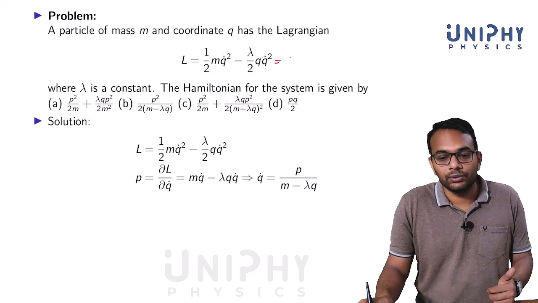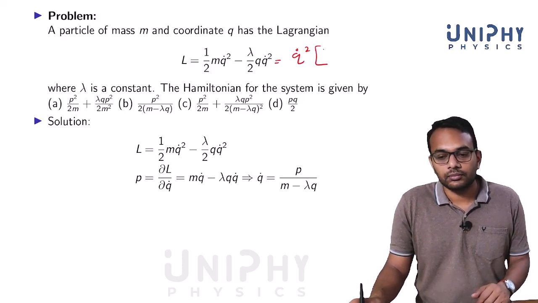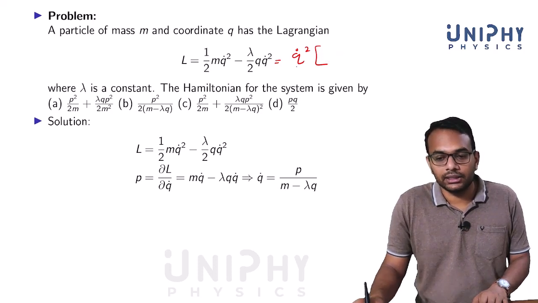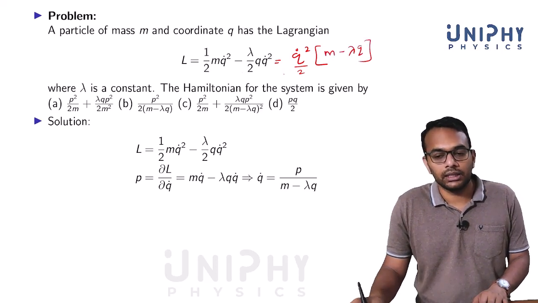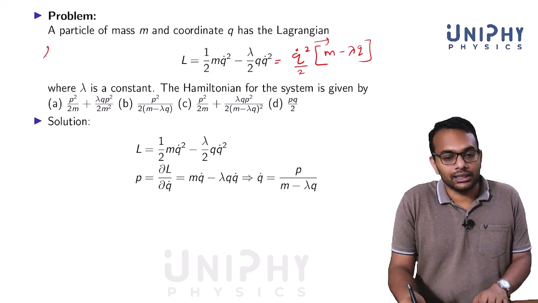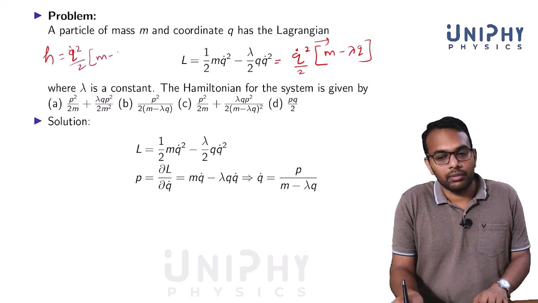For simplicity we can take q̇²/2 outside, and it's (m − λq). So this is our Lagrangian, it's q̇²/2 multiplied by (m − λq). Now, this is simply a kinetic energy term, so you can write H equal to q̇²/2 times (m − λq).